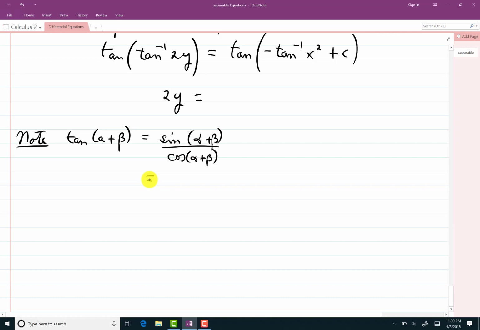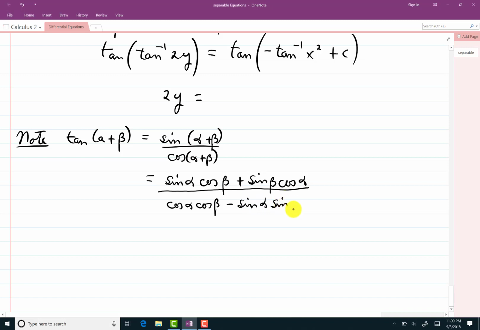If you remember, sine goes like this: sine of alpha cosine of beta plus sine of beta cosine of alpha. And for cosine, it goes cosine of alpha cosine of beta minus sine of alpha sine of beta. Now what I'm going to do, this may seem odd to you, but I'm going to factor out a cosine of beta from the numerator and the denominator. That way what I'm left with in the numerator is sine of alpha plus sine of beta divided by cosine of beta times cosine of alpha.